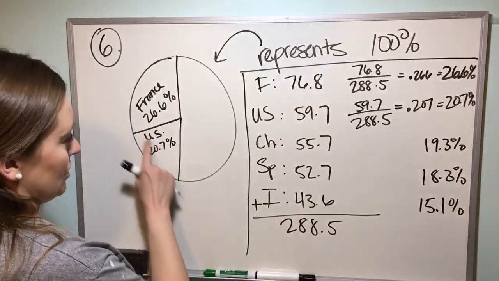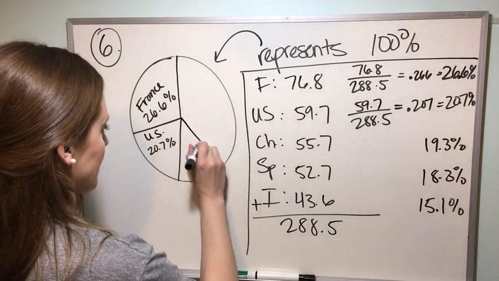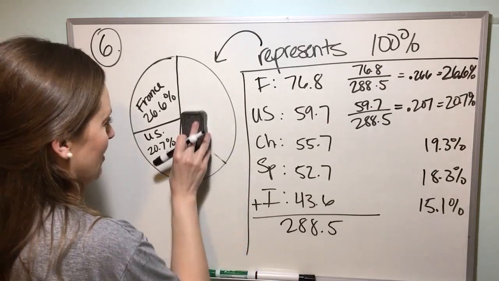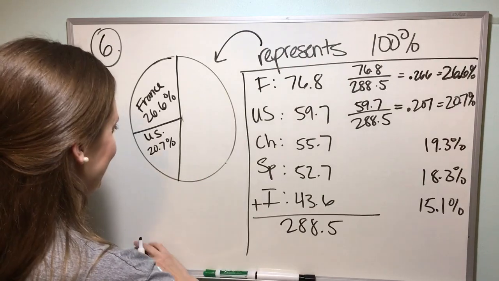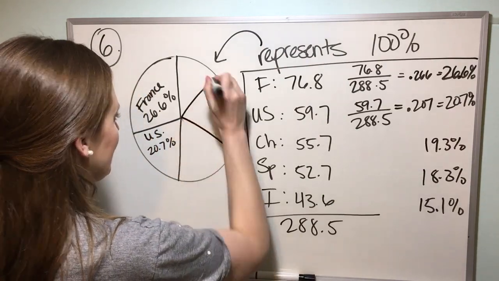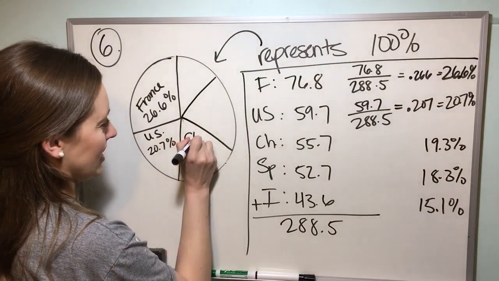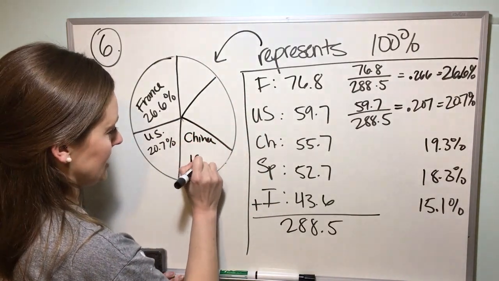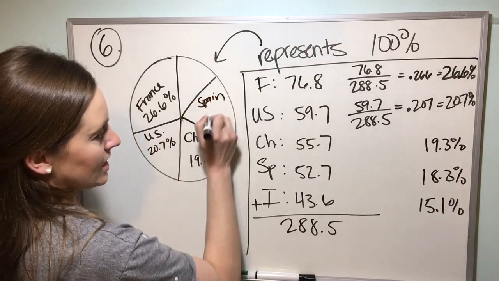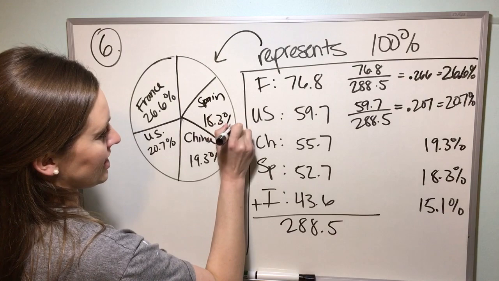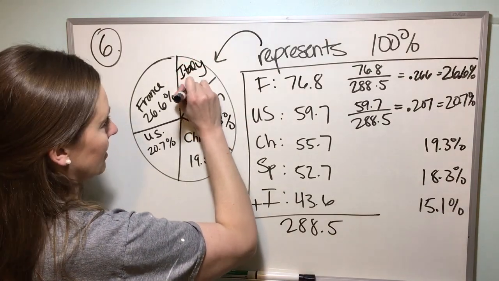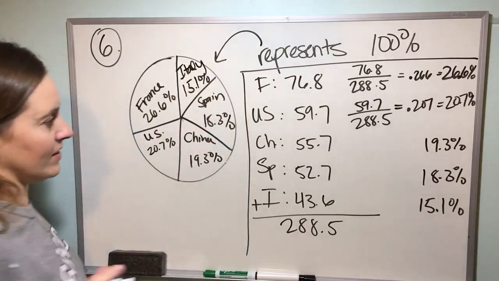So next, this is 20%, so 19 is a little tiny bit less. It needs to be bigger than that. And the pie doesn't have to be perfect. We're just sketching it. It's okay if it's not perfect. You guys know how picky I am. So I'll just write China, 19.3%. Then I'll write Spain at 18.3%. And then Italy should be the smallest. Italy, 15.1%. And that's how you do it.